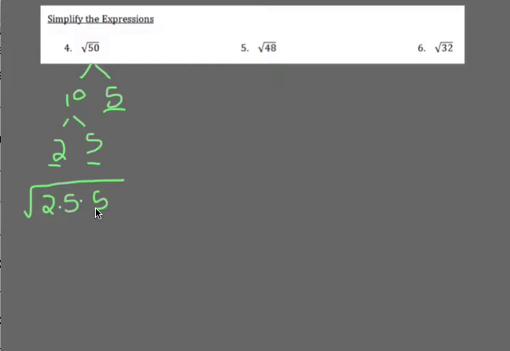So now we talked about pulling out the pairs. Here you see I have a pair of 5s. I like to look at it this way: look at this radical as being a jail cell. In order to break out of the jail cell, you have to have a partner in crime.